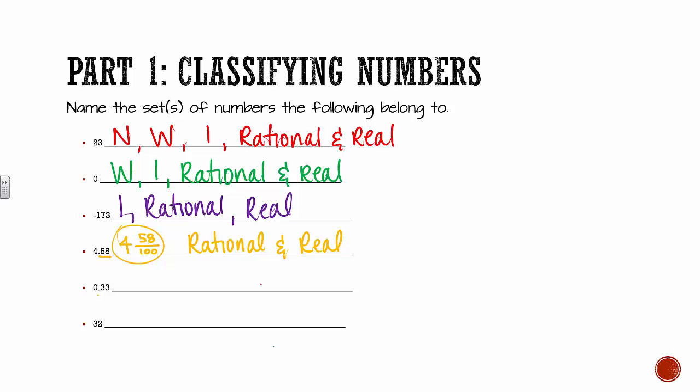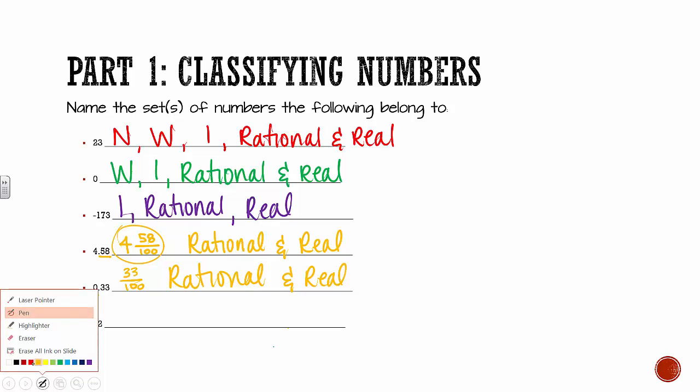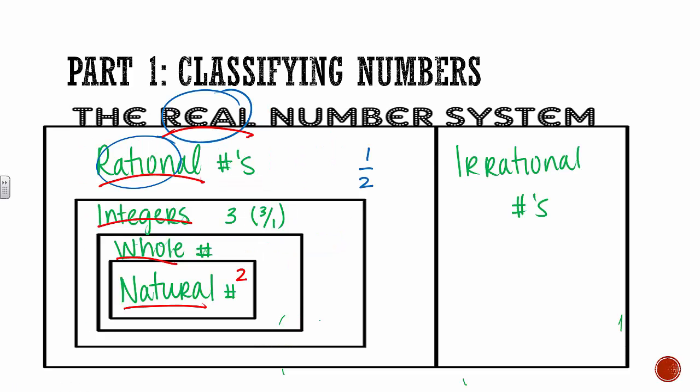0.33, and then it stops. 0.33 can be written as 33/100ths. And again, because it can be written as a fraction, we know that it has to be rational and real. And then finally, this should have a square root around it, and it doesn't for some reason. Square root of 32. If you were to type that into your calculator, you get some random number, and that number cannot be written as a decimal or as a fraction. So that means it has to be irrational.